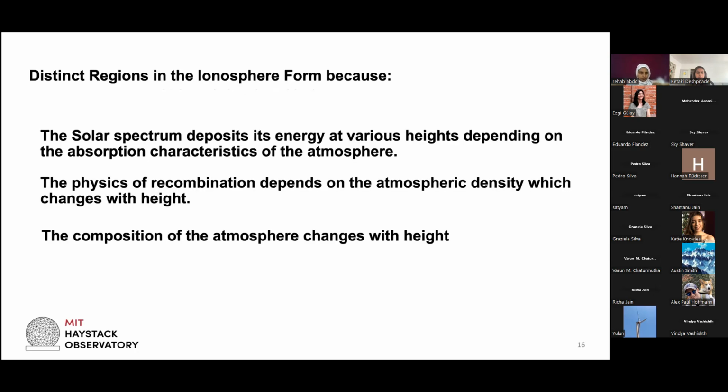First, distinct regions in the ionosphere form because the solar spectrum deposits its energy at various heights depending on the absorption characteristics of the atmosphere. The absorption characteristics depend on the primary molecule you have at the different heights. The physics of recombination depends on the atmospheric density, which changes as a function of height. Obviously, there's less density the higher we go. And the third point here is that the composition of the atmosphere changes with height.